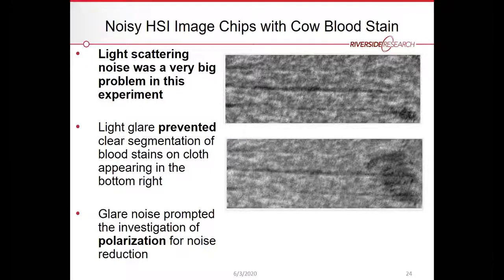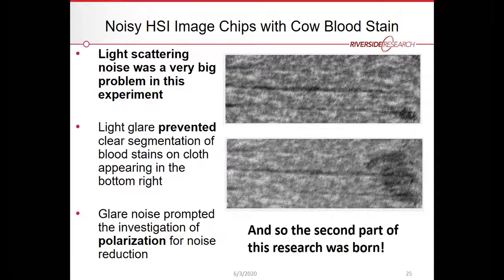Light scattering noise, as you can see, is a very big problem. You can see the fuzziness in the imagery. The light glare prevented clear segmentation of the blood stains on the clean cloth. So that glare was a big problem and was impeding detecting the blood-stained cloth. The glare noise prompted investigation of polarization for noise reduction. It was the impetus that got us to move into the laboratory.